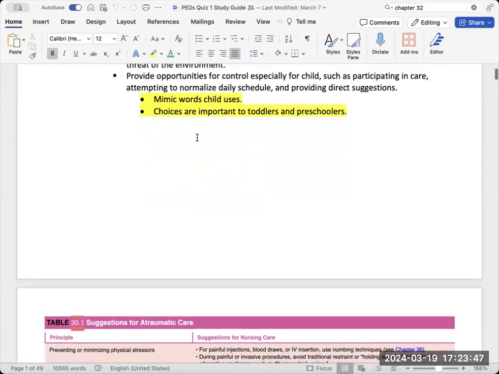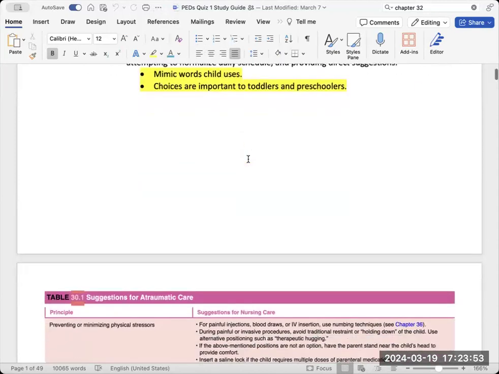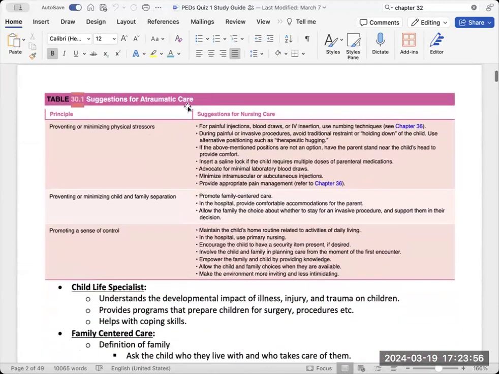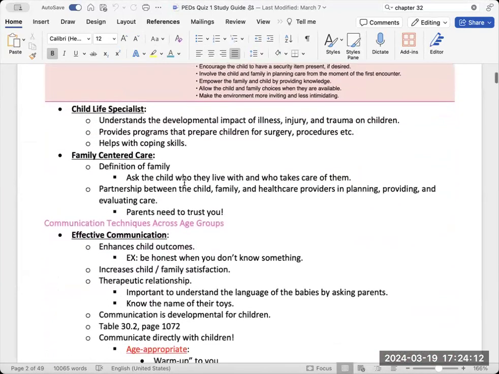And choices are really important to toddlers and preschoolers, right? Such as, hey, what kind of band-aid would you want, right? All of that's really important. This is just a chart that I found in the textbook that just reiterates everything that I said, but you could find this table 30.1 to further see more suggestions for atraumatic care.